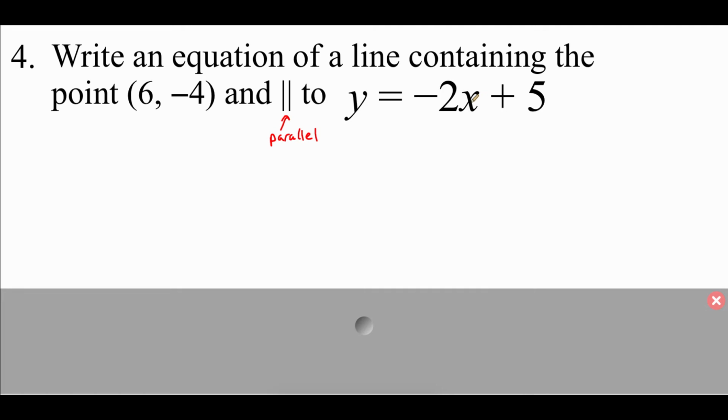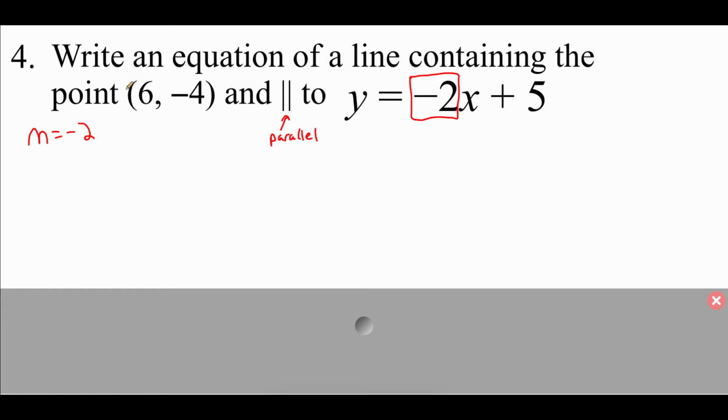And we're going to do that by looking at the m value in front of the x, because this equation is written in y equals mx plus b form. So this equation that we're given, if we look directly in front of the x, has a negative 2 in front of it. So if we want a line to be parallel to this one, then as we write out our brand new equation, we're going to write out an equation with a slope of negative 2.